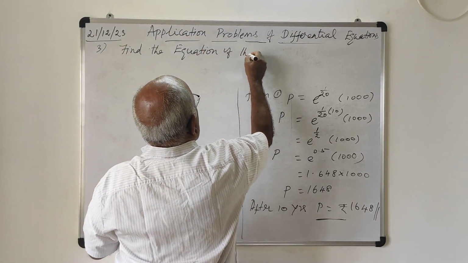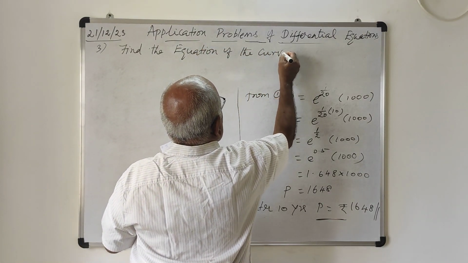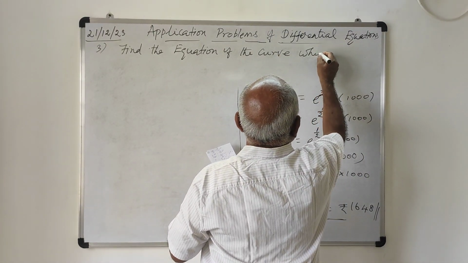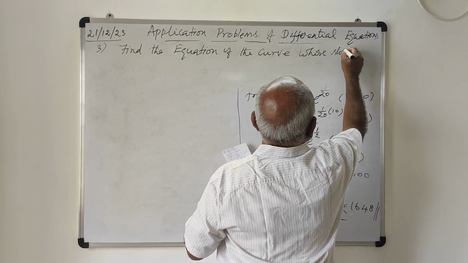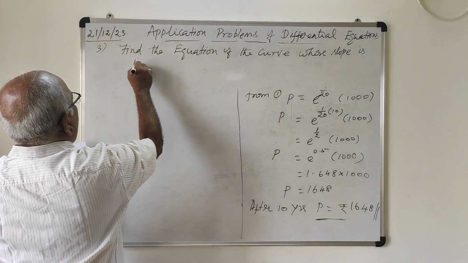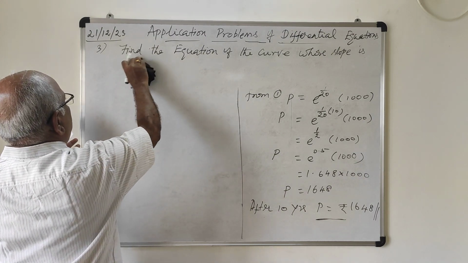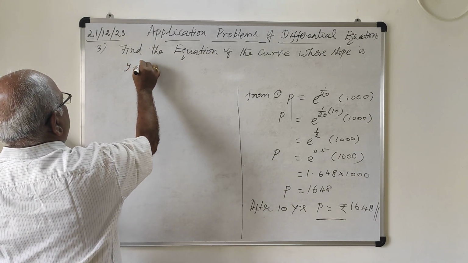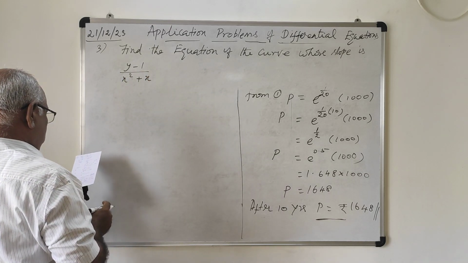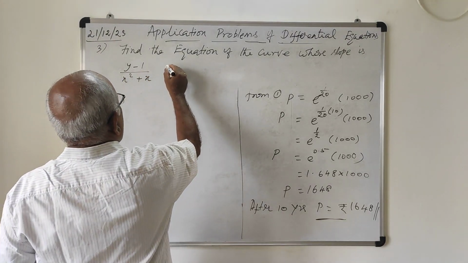Find the equation of the curve whose slope is (y minus 1) by (x square plus x). It passes through the point (1, 0).